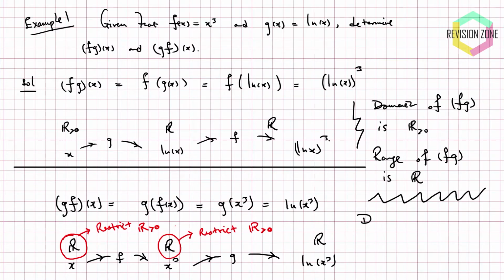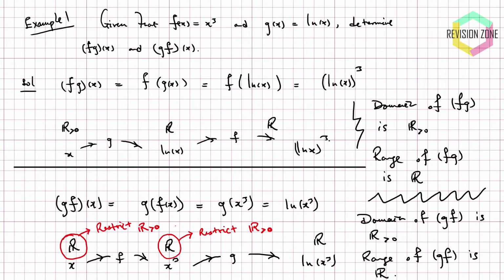Okay, so the domain of g of f is going to be all the real numbers which are strictly bigger than 0. And the range of g of f is going to be all the possible real numbers.